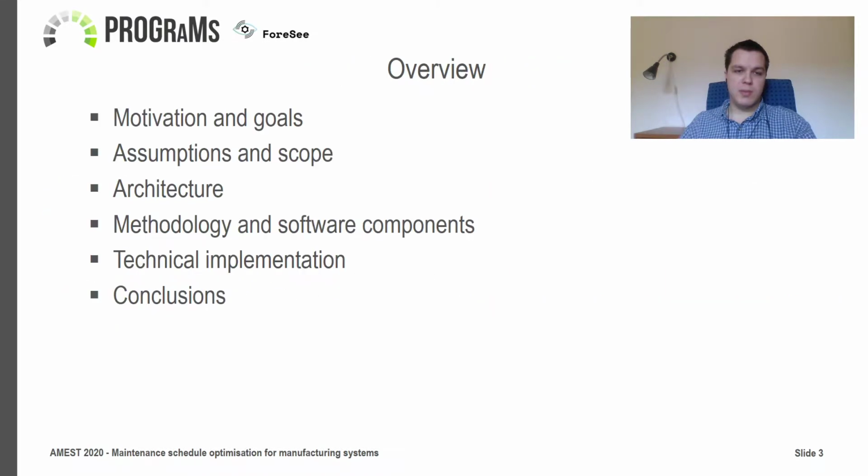In the next 15 minutes, first I will present the motivation behind this research and our goals. After that, I will introduce the basic assumptions we had regarding the investigated manufacturing systems. Next, I will present the logical structure of the research and our approach to maintenance optimization. Then, I will list and present all of the software components which are parts of the optimization process. After that, I will briefly mention some implementation details, and finally, I will end my presentation with the conclusions.